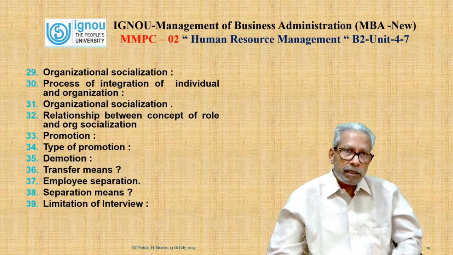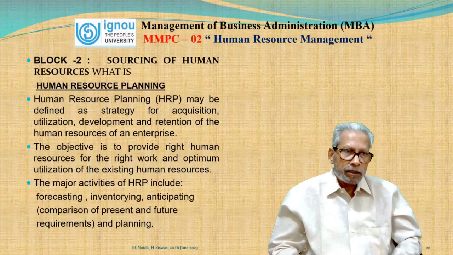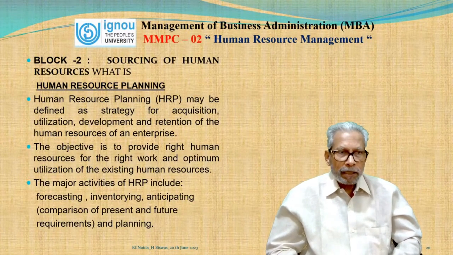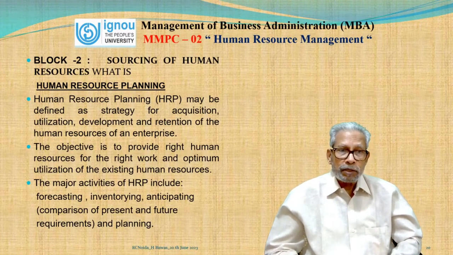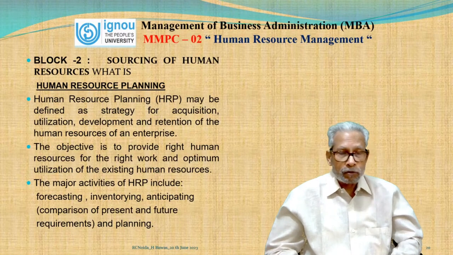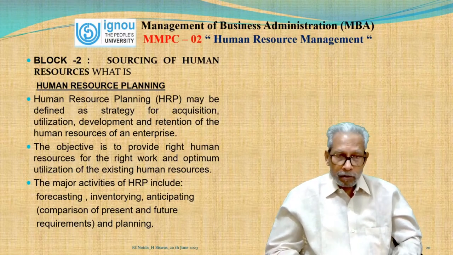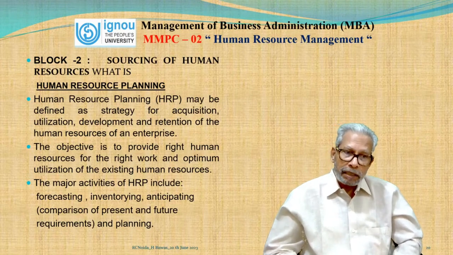Now see some of the important areas of Block 2. Human resource planning, as I already discussed. What is human resource planning, and what are its objectives? The main point is optimum utilization of the existing human resource. The major activities of HRP include forecasting, inventorying, anticipating, and comparison of the present and future requirements, and the plan.